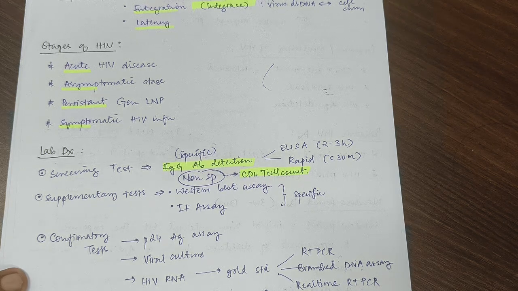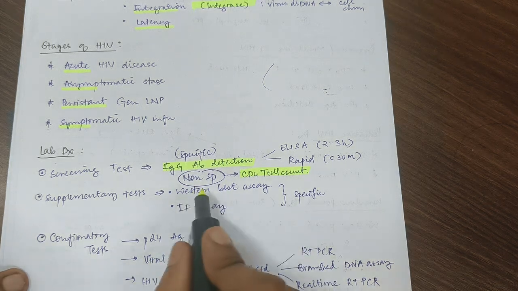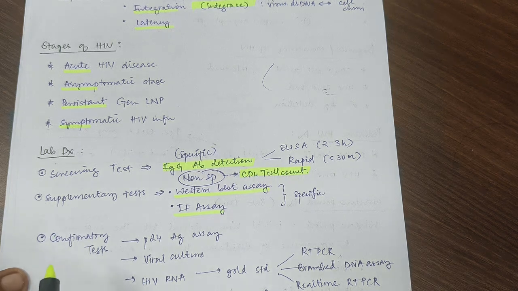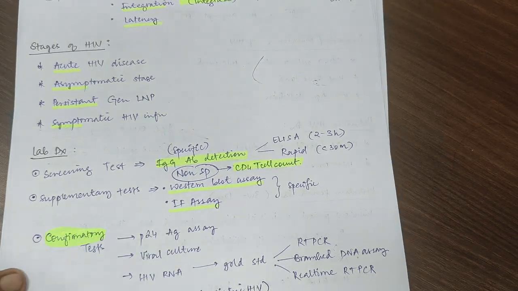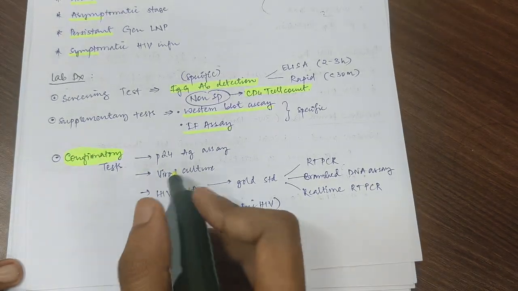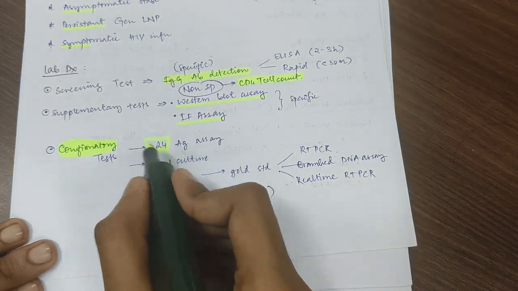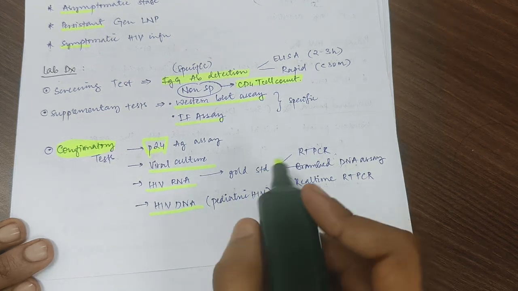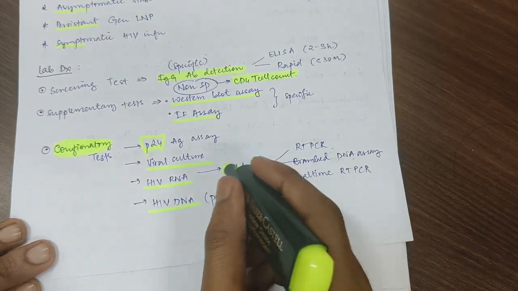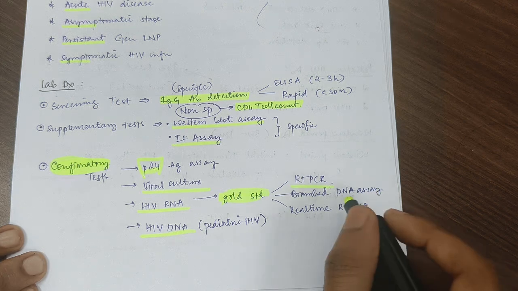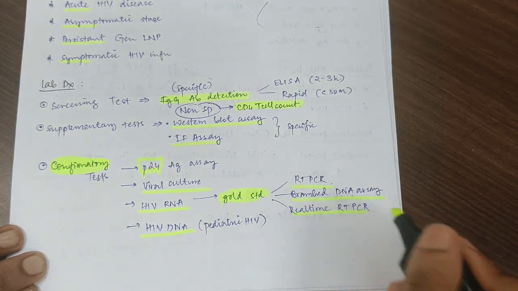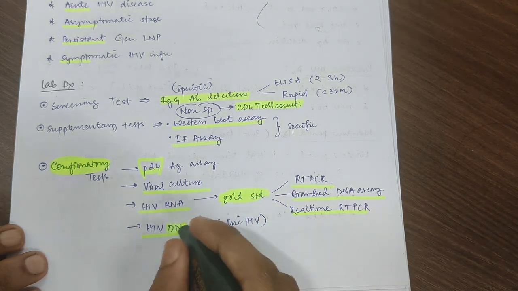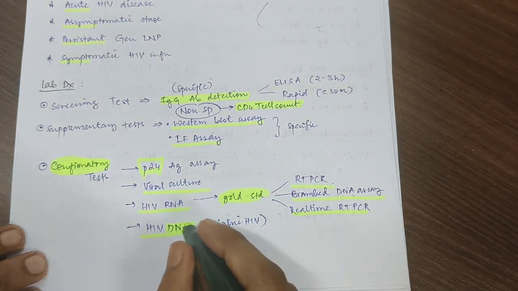Then supplementary tests. Western blot assay and immunofluorescence assay. These are also specific. They are supplementary tests. Then lastly confirmatory. You must confirm, right? For that you are going to do P24 assay. Then viral culture, HIV RNA, HIV DNA. HIV RNA is the gold standard for most of the cases, that is RT-PCR, branched DNA assay and real-time PCR to quantify the viral load. Then remember DNA for pediatric people.